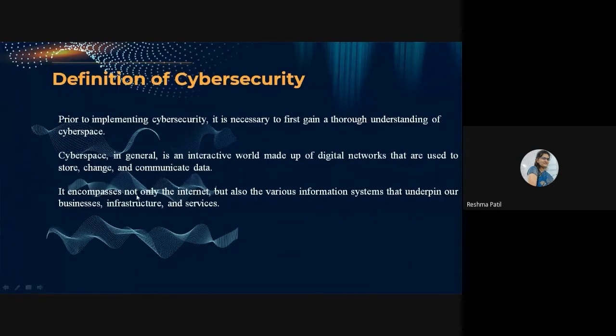It encompasses not only the internet but also various information systems that underpin our businesses, infrastructure, and services. So everything on a digital platform is called cyberspace. That's why it contains the information systems of various businesses, infrastructure, and their services. Everything will come under this cyberspace.